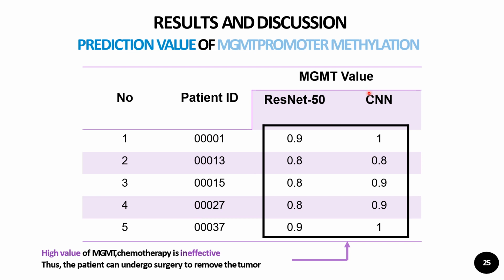And we also use the two models, the ResNet-50 and the CNN, to predict the value of the MGMT promoter methylation using the testing dataset. For example, for patient number 1, patient ID 00001, ResNet-50 gives the prediction value of 0.9. However, the CNN gives the prediction 1. So it means that patient number 1 has a high value of the MGMT. A high value of the MGMT means that the chemotherapy is ineffective, so the doctor can suggest the patient undergo surgery to remove the tumor. So there is no point for this patient to go for chemotherapy drugs.